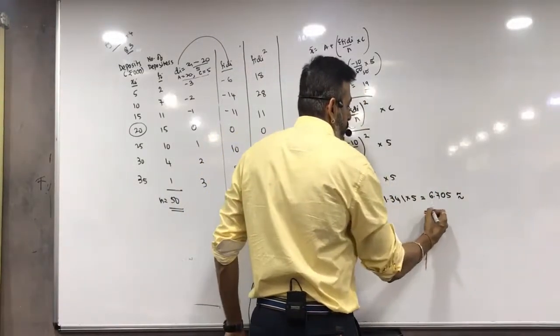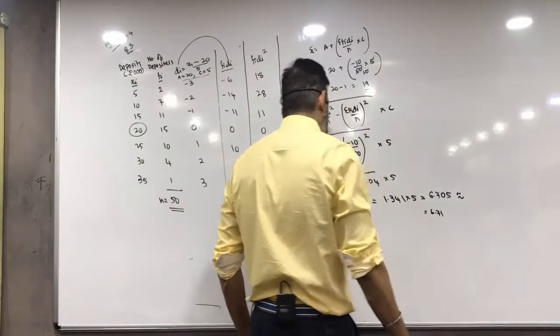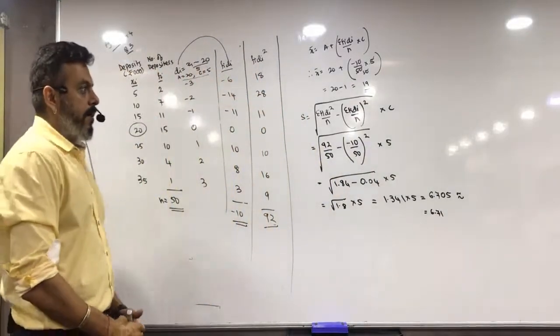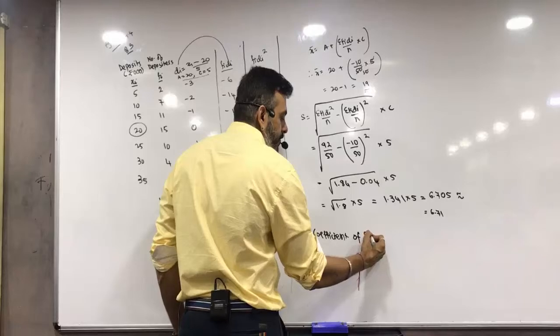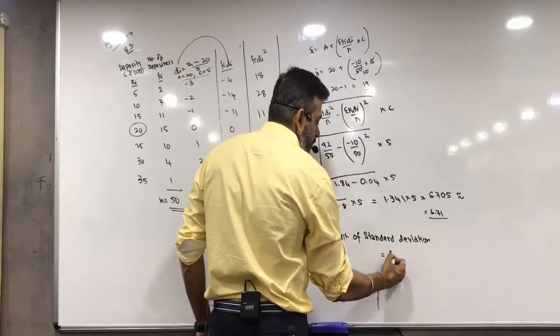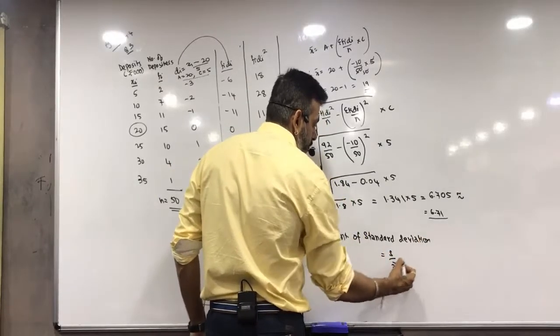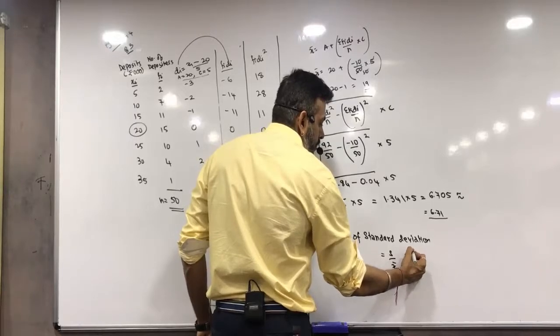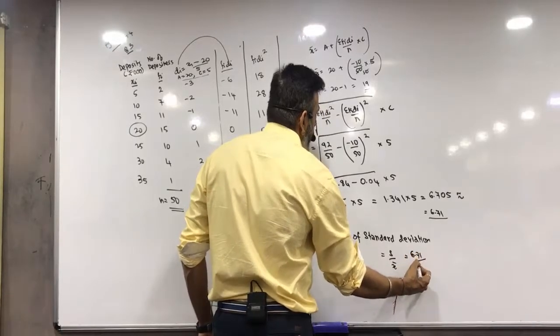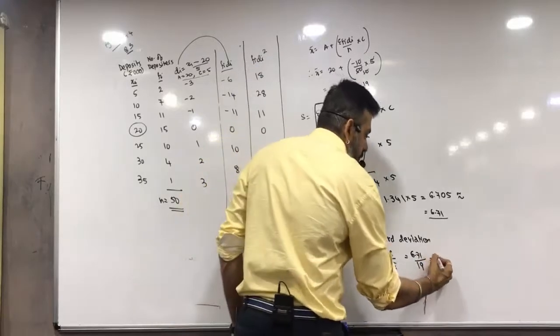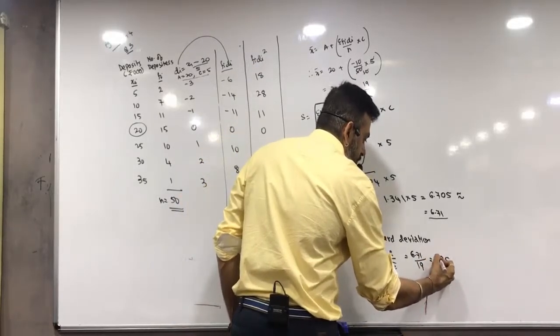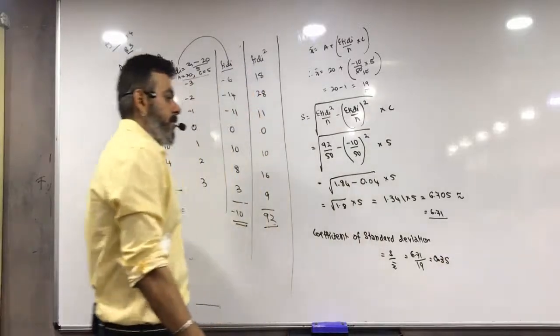6.705 is equal to 6.71. Now we have to find the coefficient of standard deviation, which is equal to S upon X bar, which is 6.71 upon X bar, which is 19, so 0.35. Answer.